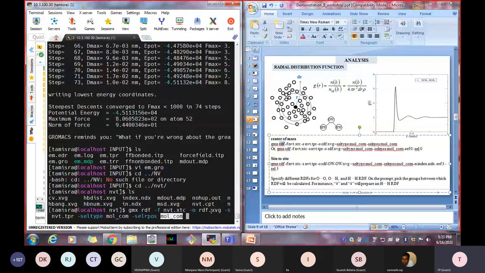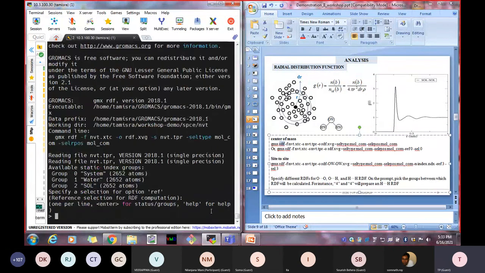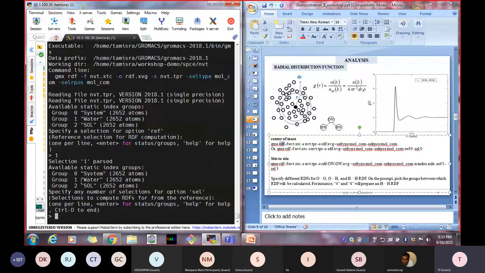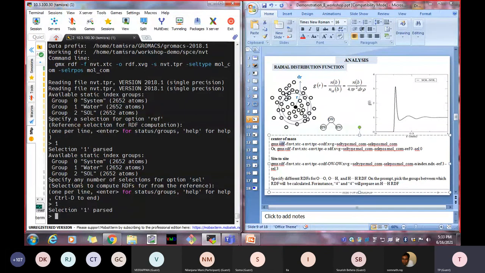So once you do this, you get this command prompt where you have to give these numbers. Whether you want to do it on the water, you want to do it on the system. So if it is on the water, then you press 1. You can also press 0. Your water and system are both the same. So you do it and you do control D. And the system actually starts reading the frame and analyzing the data.